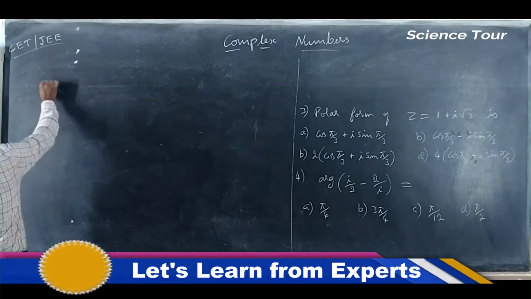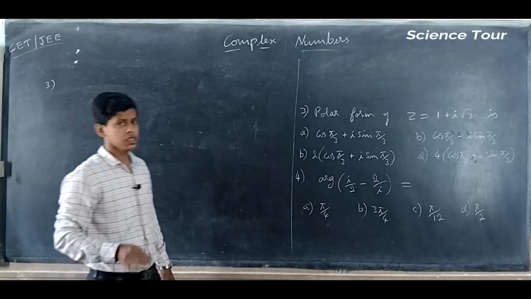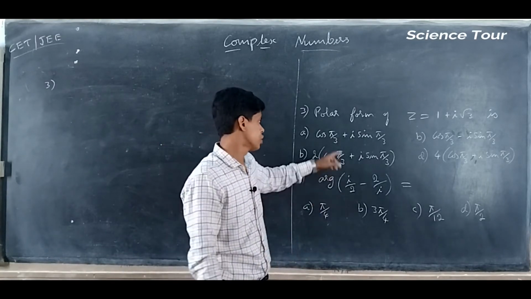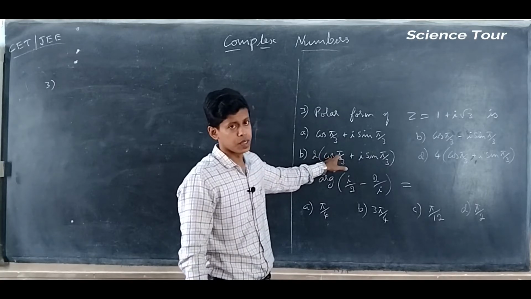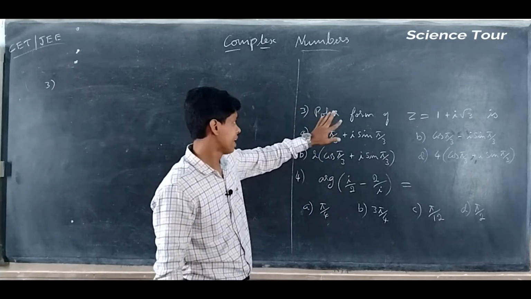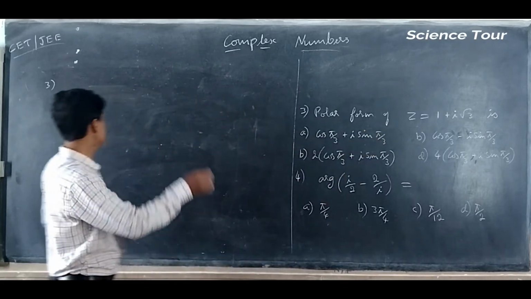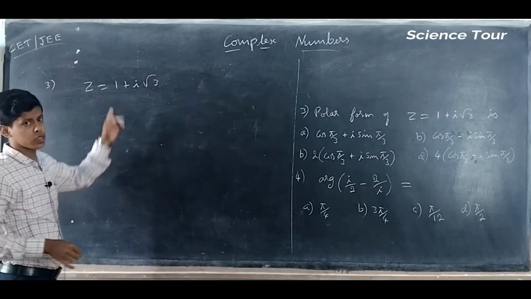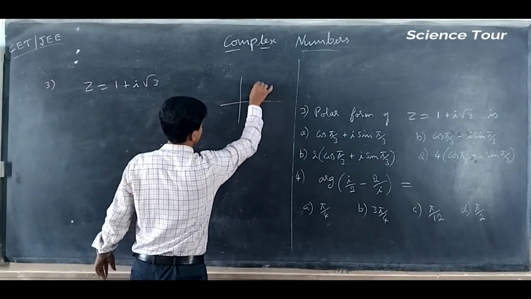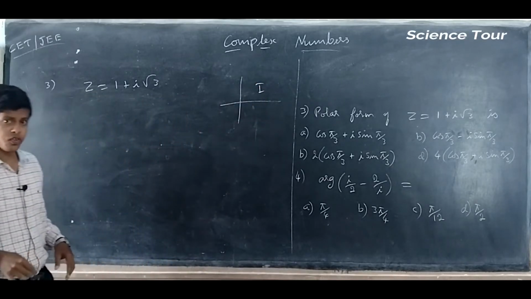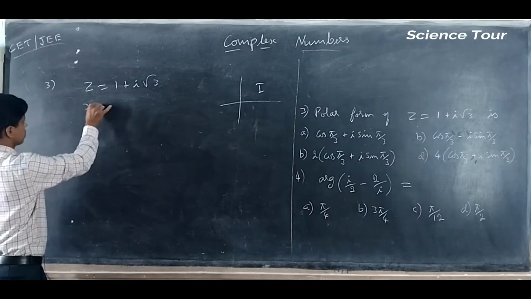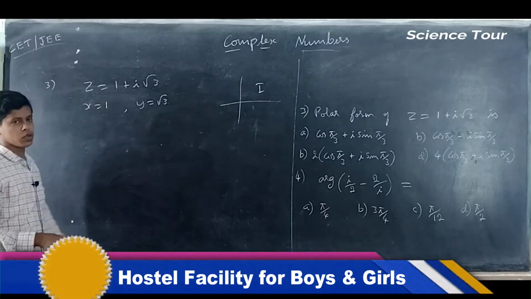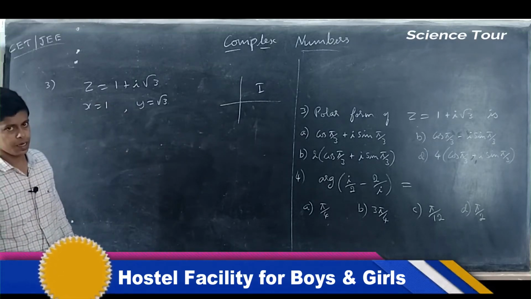Polar form. So you have to write the total polar form now. That means you have to find the modulus as well as the argument. Here the modulus is... let's see. So you have got z as 1 plus i root 3. Both x and y are positive, that means you have a complex number in the first quadrant. So x is 1 and y is root 3. If both are positive, it's in the first quadrant, correct?